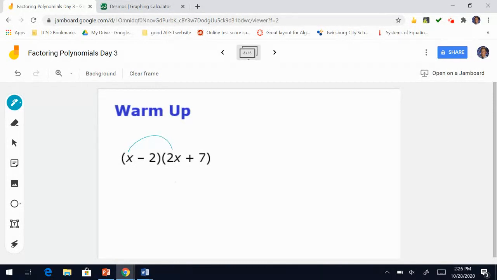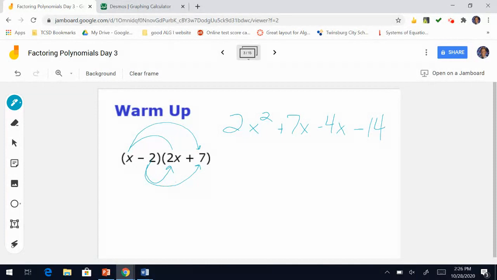So x times 2x. Remember, we're multiplying, so we add our exponents. 2x squared. X times 7 is positive 7x. Now we have to distribute that negative 2. Negative 2 times 2x is negative 4x. And then negative 2 times 7 is negative 14.